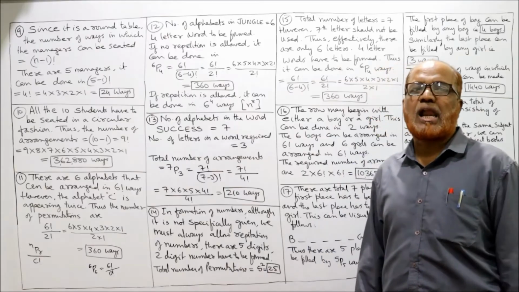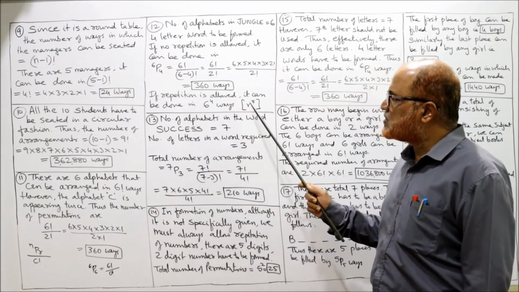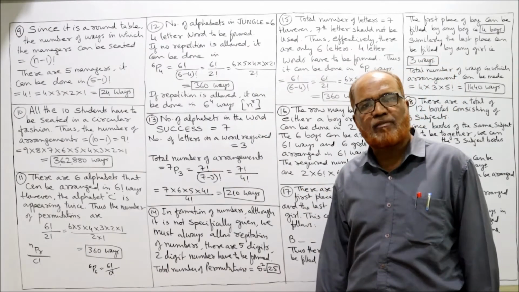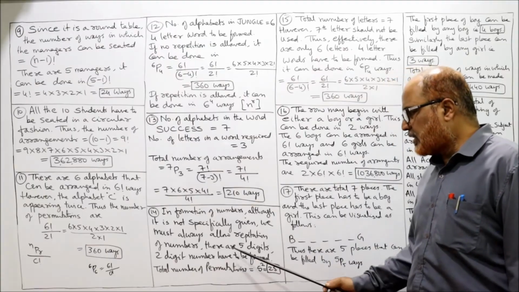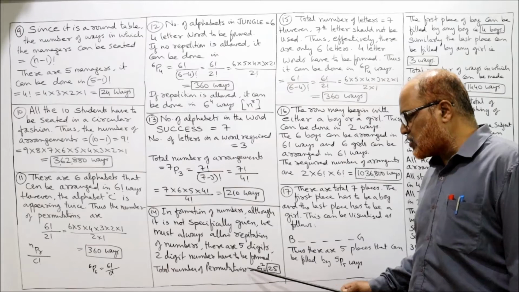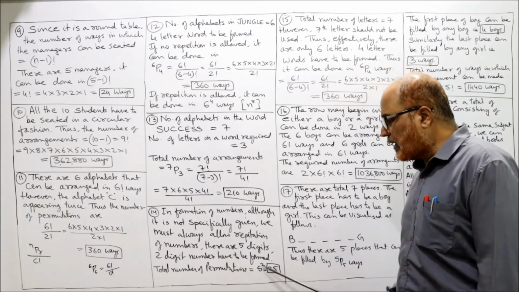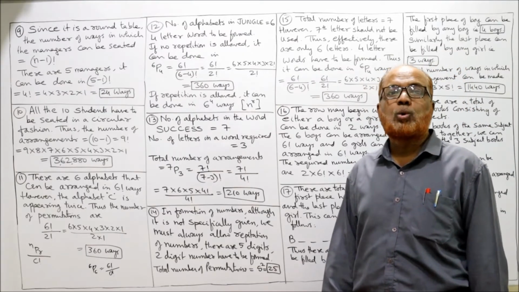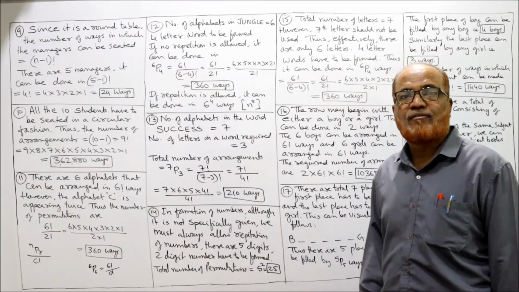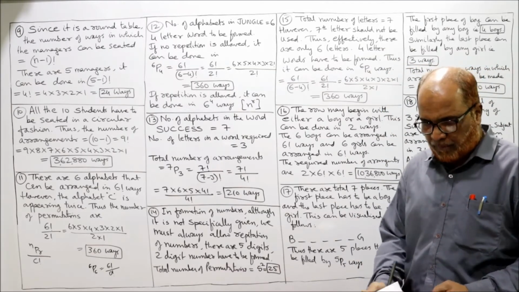If repetition is allowed, then the number of ways will be n to the power of r. N to the power of r, if repetition of alphabets is allowed. So here there are 5 digits, and 2-digit numbers have to be formed. The total number of permutations is 5 to the power of 2, that is n to the power of r. So 25 ways we can make a 2-digit combination out of a total of 5 digits. This is the 14th problem. Now come to the 15th problem.